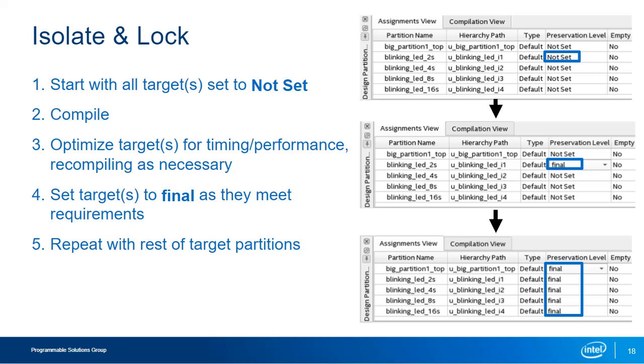While targeting only one partition at a time is recommended, you can save compiles if you can optimize more than one target block at a time. Once the target block or blocks meet timing, set their preservation level to final. Continue on to other target partitions until no parts of the design are empty and the entire design meets timing.